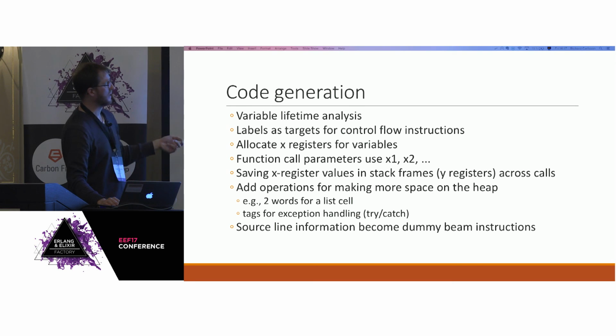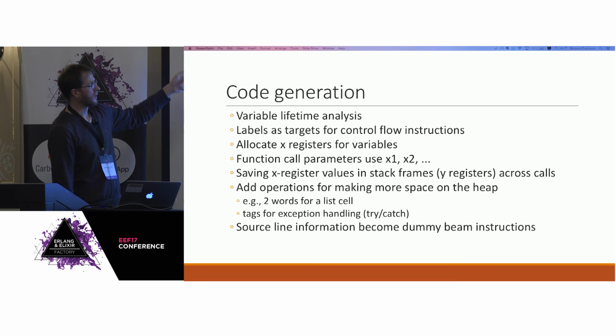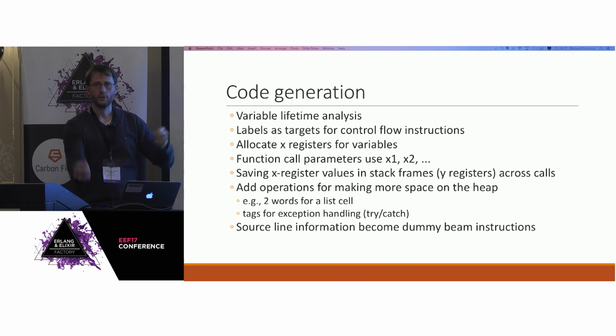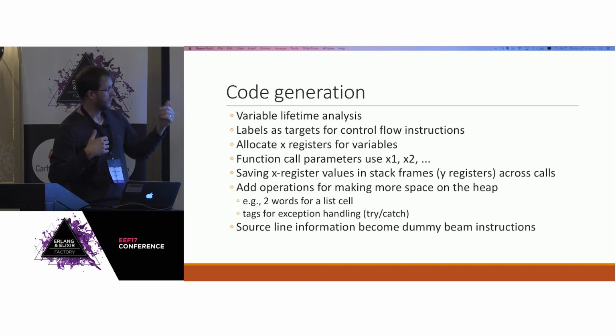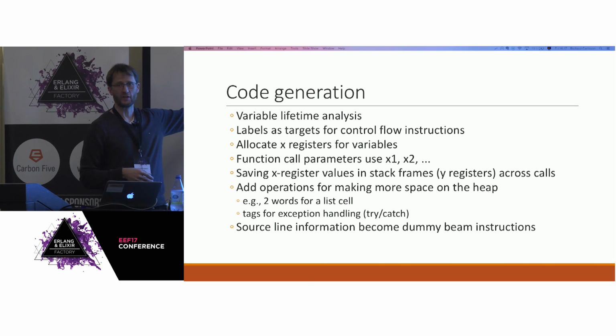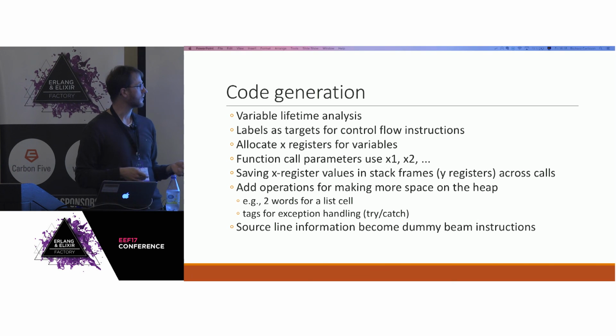So in order to generate Beam code, there are some things that are happening. You get variable lifetime analysis and insert labels as targets for jumps. You have to allocate X registers for different variables. You have to save those X registers in stack frames, that's Y registers, across function calls. Standard stuff, really. Function call parameters always use x1, x2, etc.